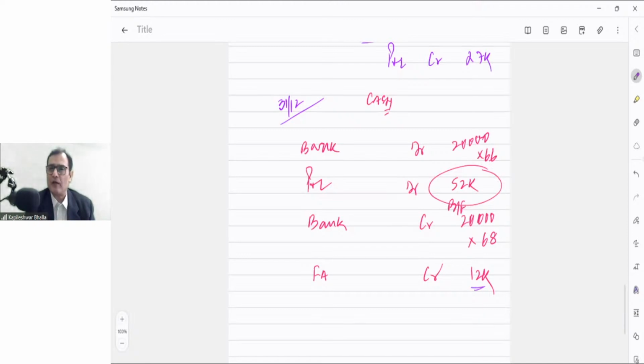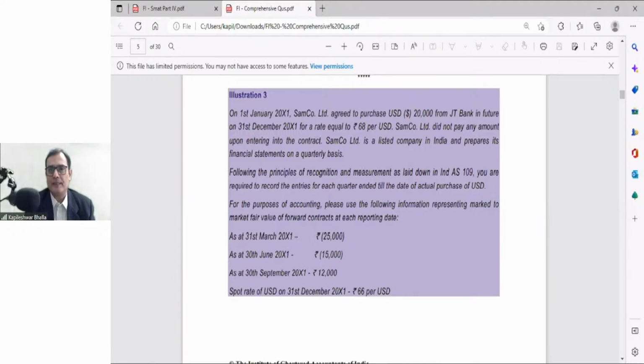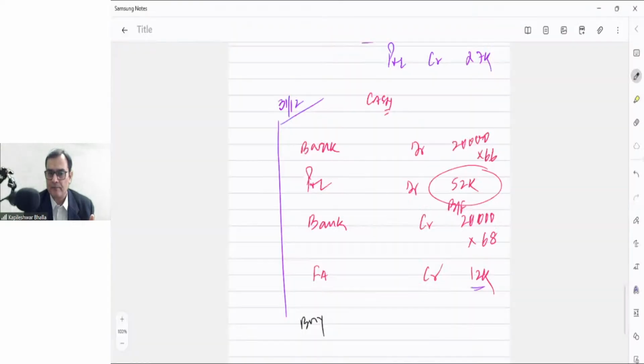Now, if you've understood this concept, I would like to say something. If this clicks to you, then you've understood the concept very well. Let me talk like a layman instead of doing that accounting. I understand one thing, that Sam company entered into the contract to buy dollars at 68. And then they squared off the transaction at a spot rate of 66. So to my understanding, you are going to buy at the rate of 68, and then you're going to sell at the rate of 66.